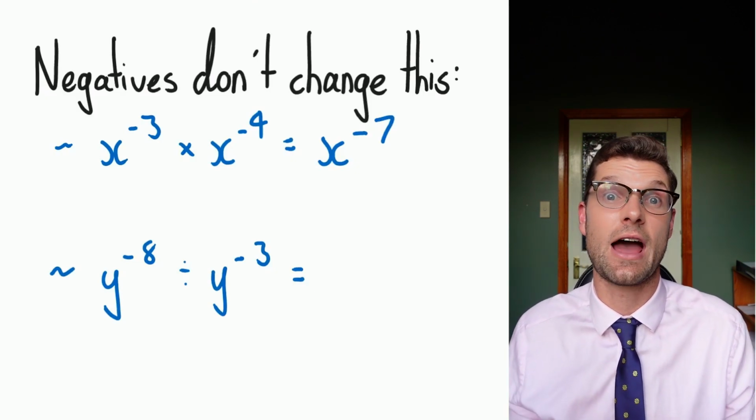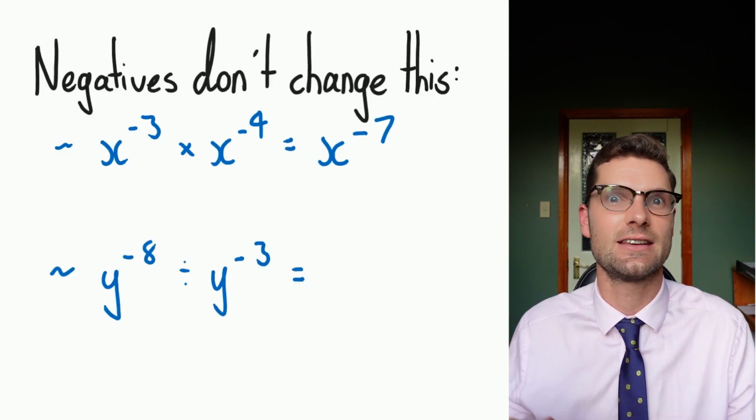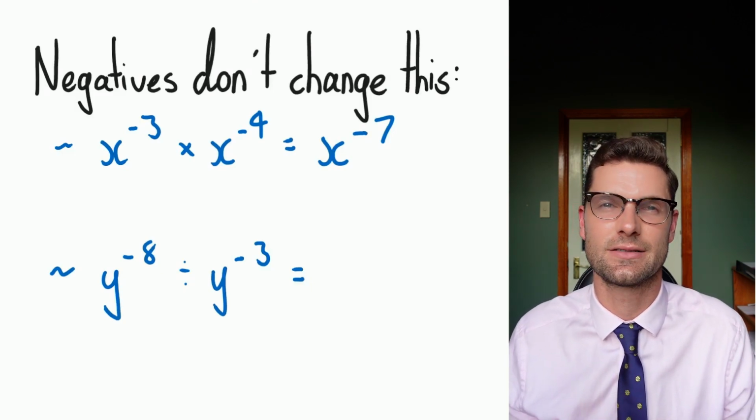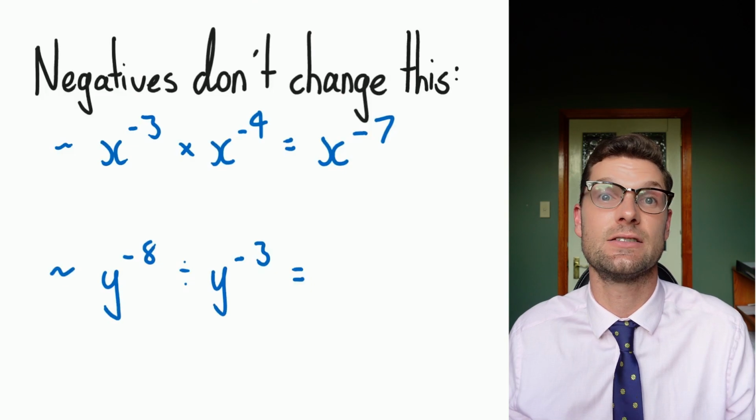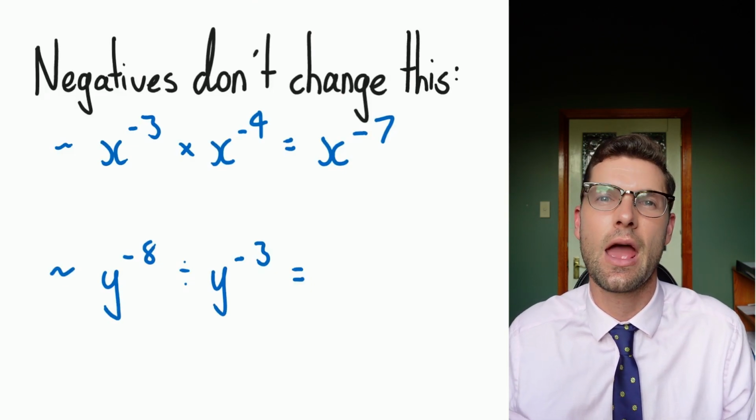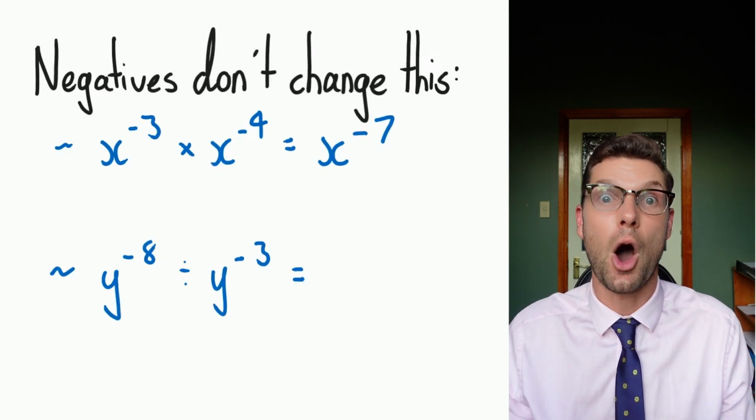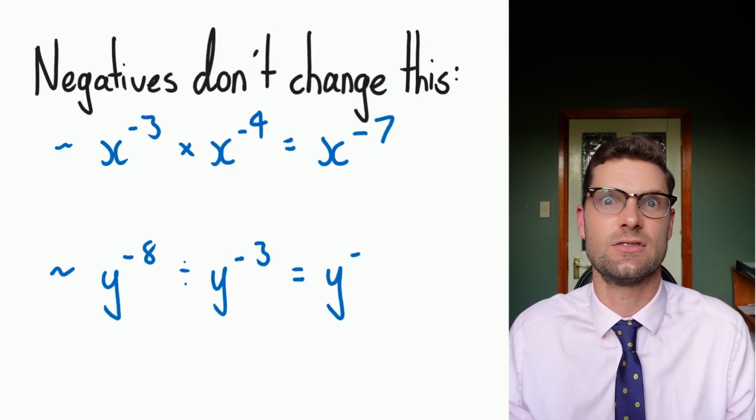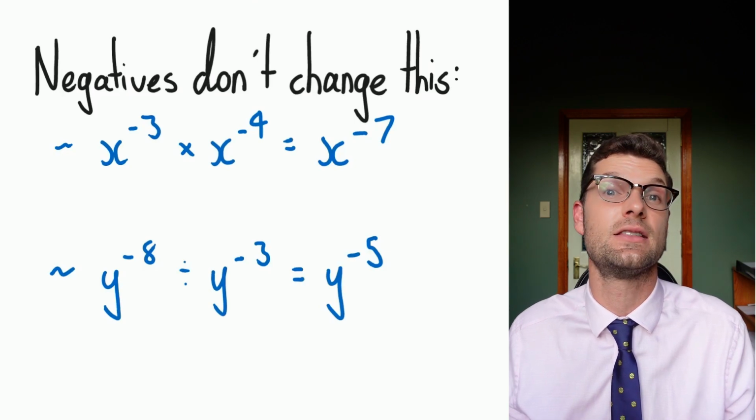Just be careful when we are dividing. Because we are minusing a negative, it turns into a plus. So this one here, y to the negative 8 divided by y to the negative 3, you might think, oh, y to the negative 11, but this would be negative 8 minus negative 3, and two negatives make a positive, so this becomes y to the negative 5.